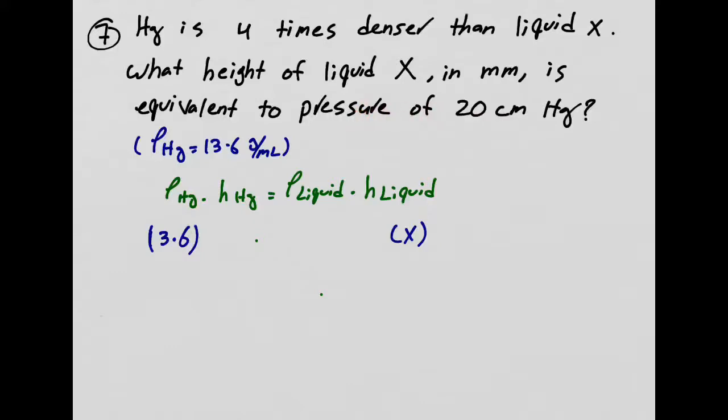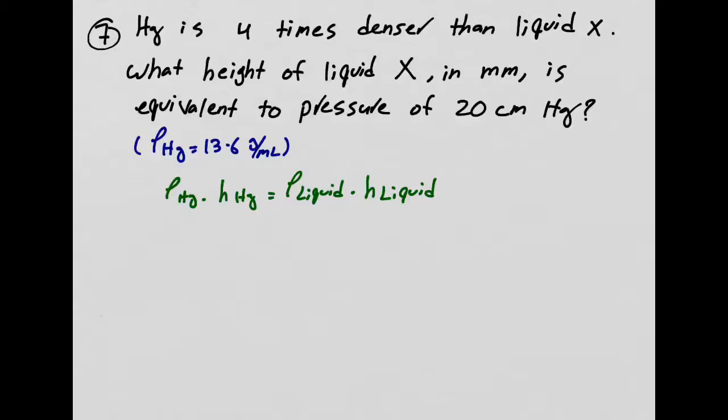Let's go over this one more time. Mercury is 4 times denser than liquid X. So I have a density of mercury, but the density of the liquid is 4 times less. What height of liquid X in millimeters is equivalent to pressure of 20 centimeter mercury? Let's go back again over this because I just confused myself. I'm going to erase this since I confused myself, which means I just confused you.